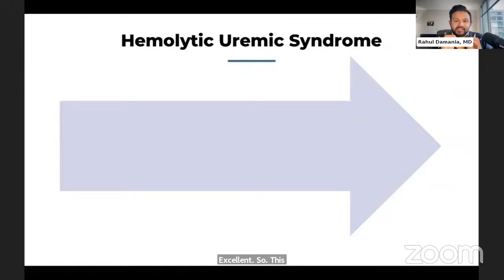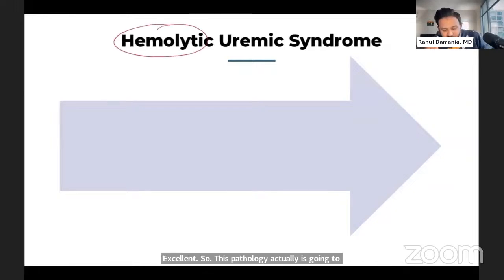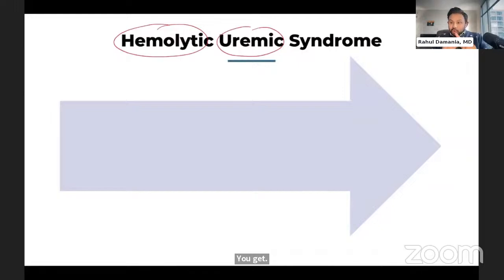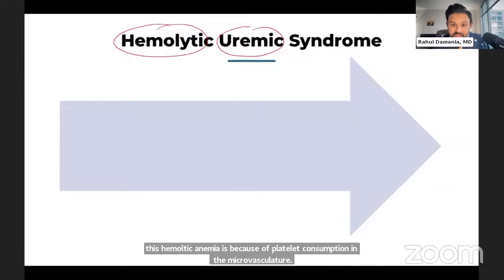So this pathology actually is going to have the triad embedded into the diagnosis. You get microangiopathic hemolytic anemia, you get uremia, so acute kidney injury. And the reason why you have this hemolytic anemia is because of platelet consumption in the microvasculature. And when you get platelet consumption, you get thrombocytopenia, very high yield for us to know.